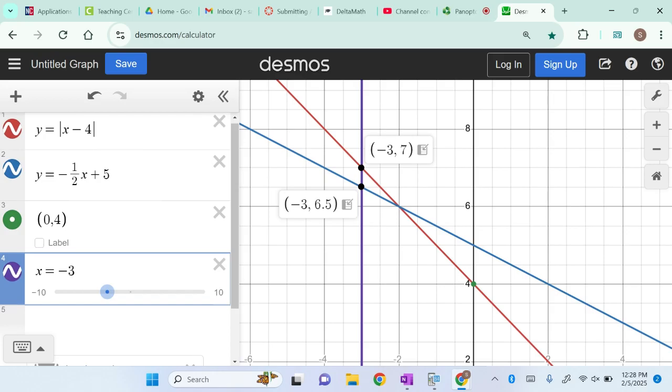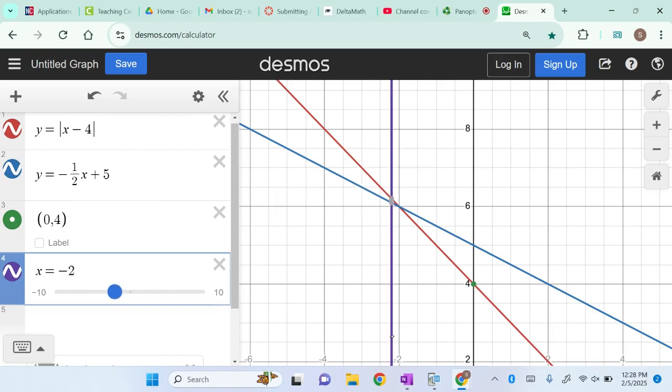So is it true that in this case, the absolute value of x minus 4 is greater than negative 1/2 x plus 5? Is it true? Yes, because those y values are greater. The y value for the absolute value graph is bigger than the y value for the linear graph when x is equal to negative 3. All right.